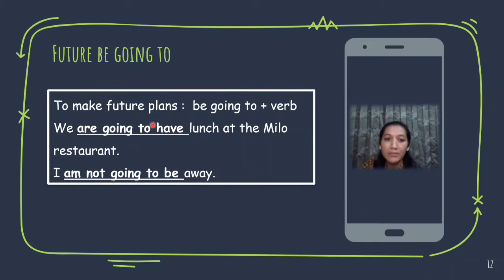Second one, "I'm not going to be away." This is how to make the negative sentence. You put not after the to be, and then followed by going to, and because away is an adjective, you give be here. "I'm not going to be away." So is it clear for this form? Let's have a practice.